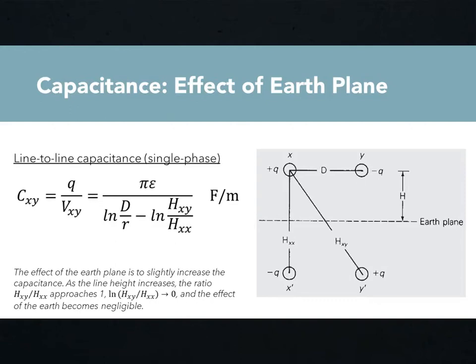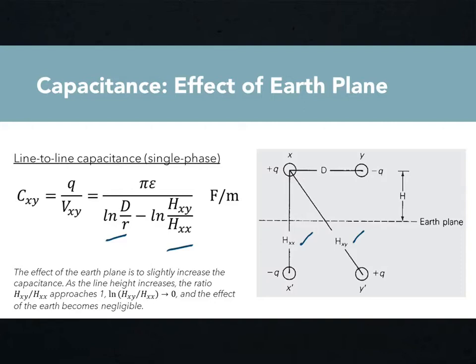So, of course, the line-to-line capacitance, merong effect yun. In the case of single phase, single phase muna tayo, it is pi epsilon over ln of D over r minus ln of HXY over HXX. Okay? So, please don't be confused. Hindi ito yung HXY, it's a big no-no. Hindi yan yun. Instead, it's here, HXY, and HXX.